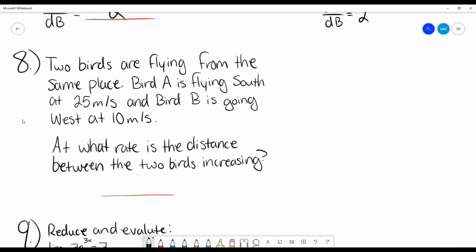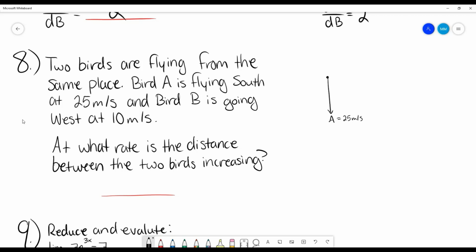Number 8 is a tricky one, although in my opinion it's pretty fun to do. So it says 2 birds are flying from the same place, so it says they start at the same point. And bird A is flying south at a speed of 25 meters per second.